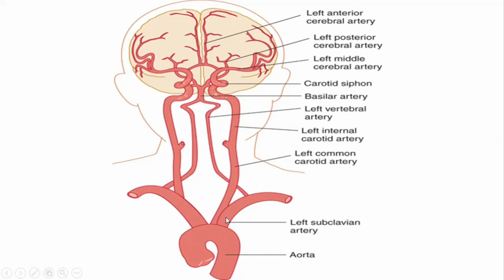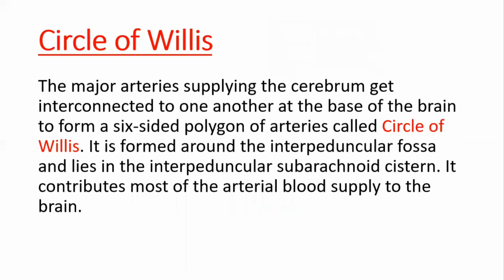So this is direct from the heart. From the arch of the aorta, we have left subclavian, here right subclavian, brachiocephalic trunk, and we have the common carotid arteries. From there, we'll continue talking about the circle of Willis.